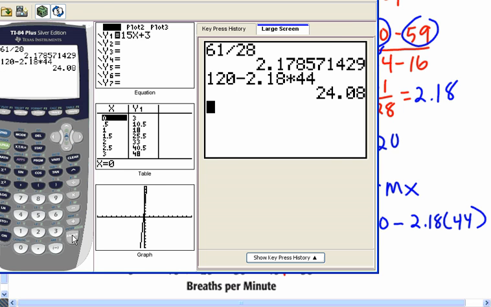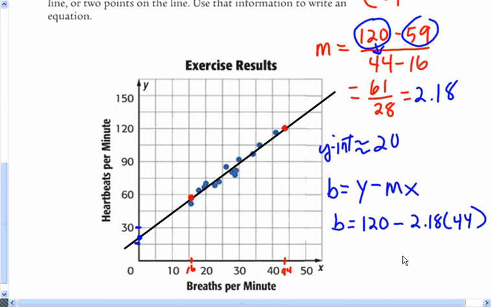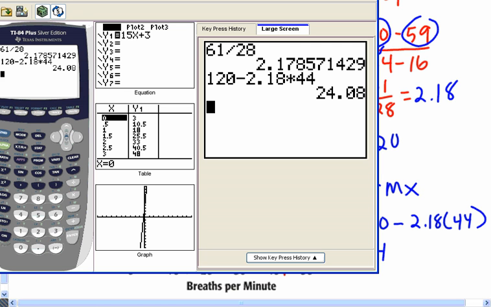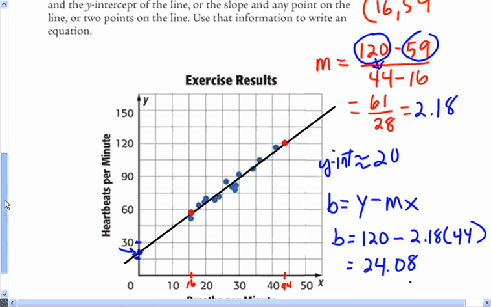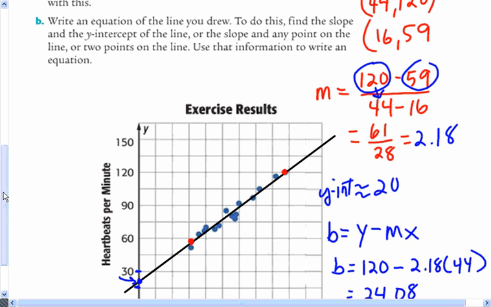So I wasn't perfect with that one, when I guessed by just looking at the spot right here. 24.08. All right, so I have my slope, I have my y-intercept, and I can now write my equation. Here it is. Y equal to my slope, which is 2.18 times x plus my y-intercept, 24.08.